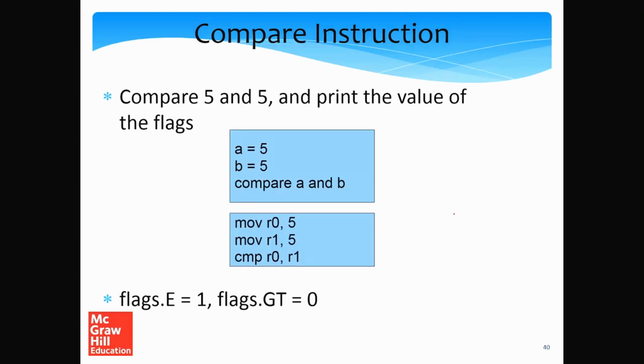Lastly, let's compare two numbers with the same value, 5 and 5. A is 5 and B is 5, and let's compare A and B. So we move 5 to R0, we move 5 to R1, we compare R0 and R1. So flags.e in this case is equal to 1 and flags.gt is equal to 0. The flags.e is equal to 1 because there is an equality. We clearly see that 5, and I'm writing the equal to the same way that it is written in C, equal to 5. So there is equality, there is no greater than. So the greater than flag is 0, but the equality flag is 1.